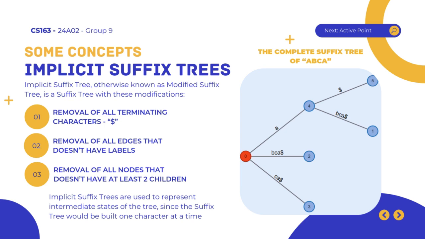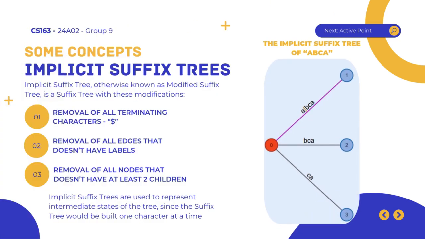For example, this is the complete suffix tree of ABCA, and its implicit suffix tree is very simple. It's just like this. Implicit suffix trees are used to represent intermediate states of the tree, since the suffix tree would be built one character at a time.